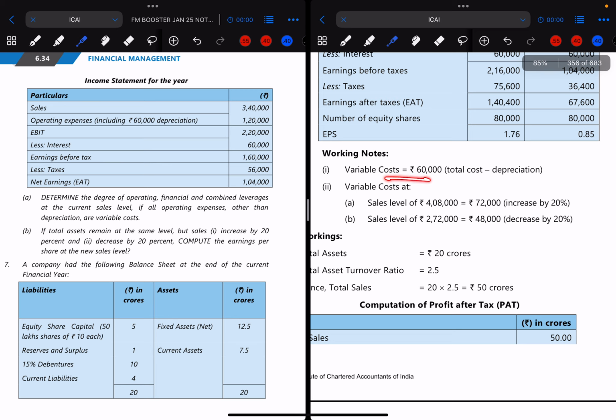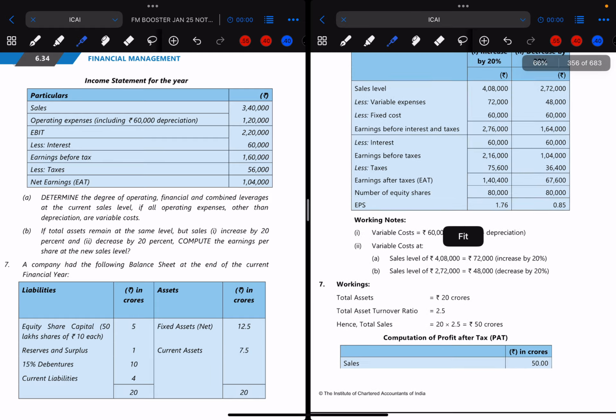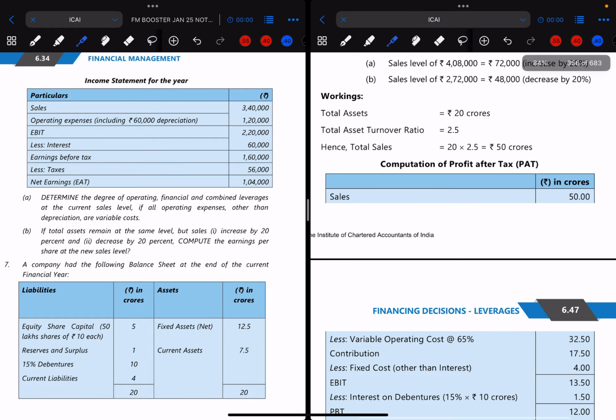And in case of variable cost, it is total cost minus depreciation and fixed cost, this is like an increase. This one we have already known, probably even small kids will do this.